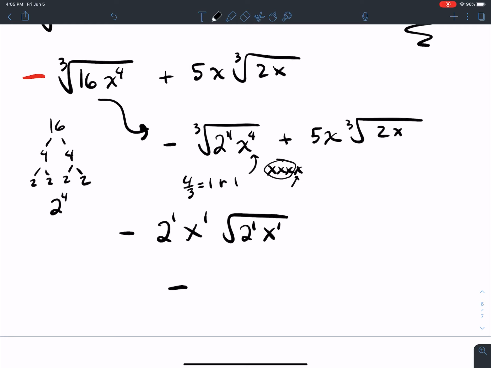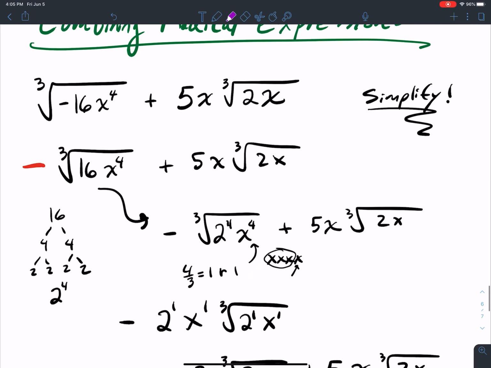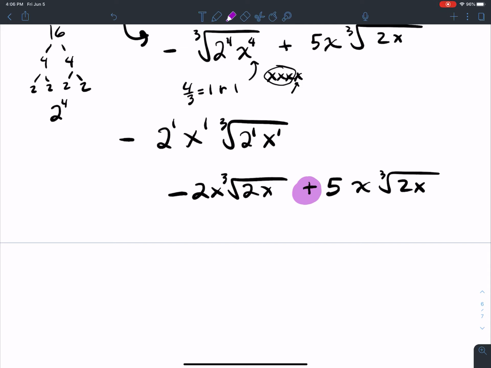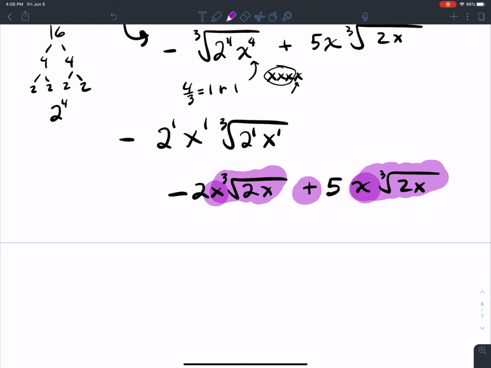So what does that get me? That gets me minus 2x cube root 2x, and then plus 5x cube root 2x. Now the question is, can we combine these together? Can we combine the radical expression? So I'm adding instead of multiplying here. So in order for that to be able to be combined, I have to have the same DNA makeup. And when I look at this, I have an x, and I've got an x there. And then I have a cube root of 2x, and I have a cube root of 2x here. So yes, this has the same DNA as this.